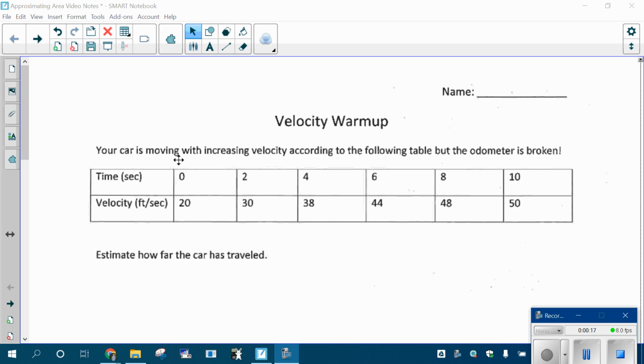So it says your car is moving with an increasing velocity according to the following table. Okay, so there's a bunch of times, there's a bunch of velocities, but your odometer is broken, so you don't know how far you've traveled. Based on what's on this table, I would like you to estimate how far the car has traveled. Pause, take a few minutes, draw a graph, and try and see if you can estimate how far the car has traveled.